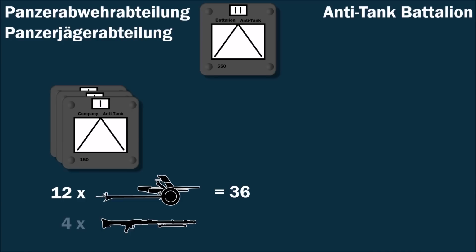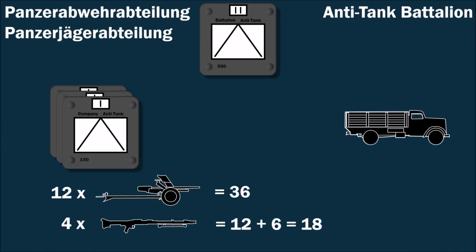And additionally, for support and defense, each company had 4 light machine guns and an additional 6 on the battalion level, so they had 18 machine guns. And very important, this was the only unit with battalion size that was completely motorized.